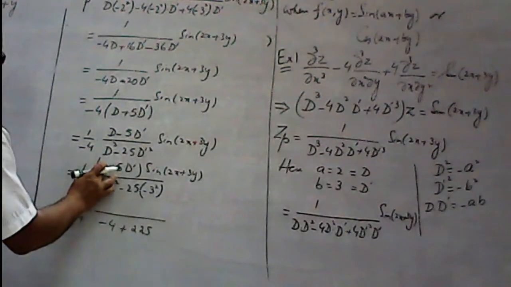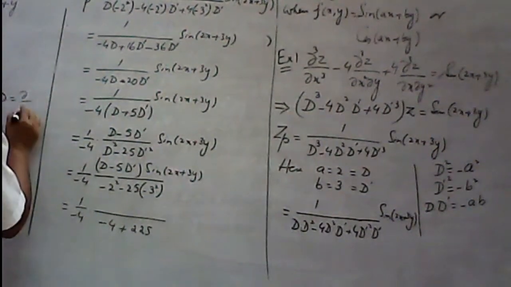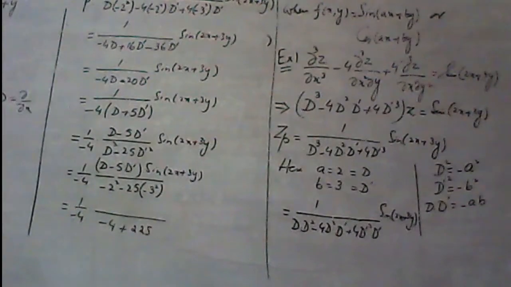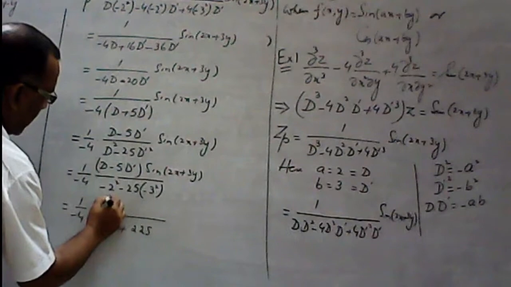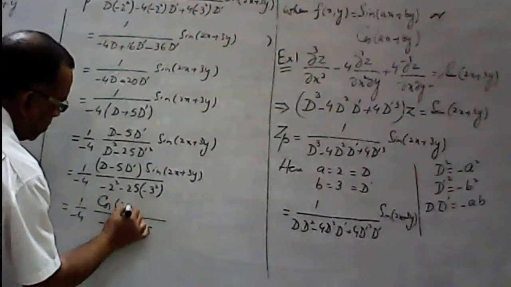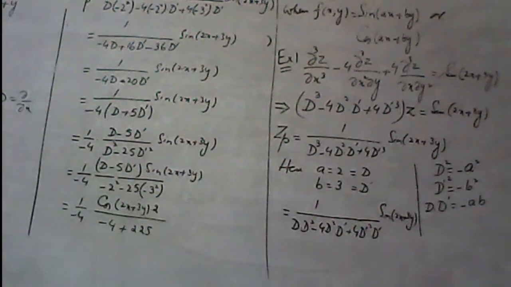So if you remember, D represents the partial derivative with respect to x, and D dash always represents the partial derivative with respect to y. So D of sin x means derivative with respect to x. So derivative of sin is cos(2x plus 3y) into 2. The derivative of the angle is 2 with respect to x.